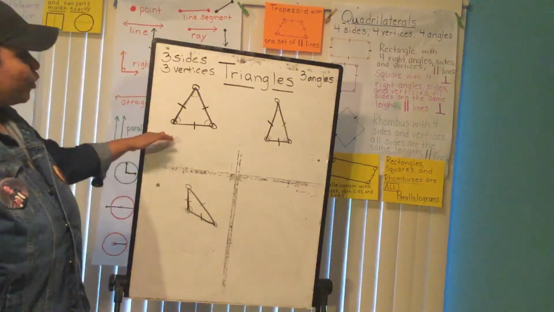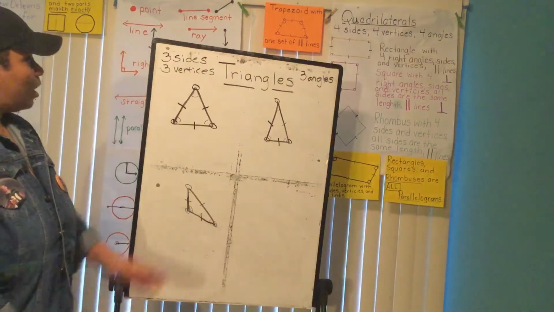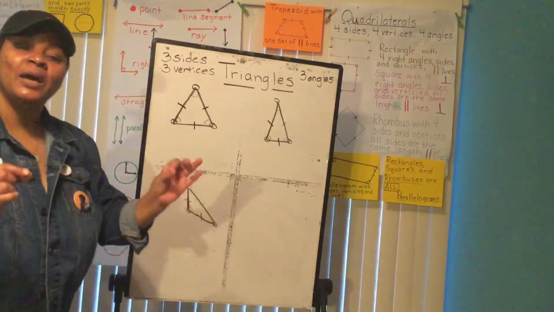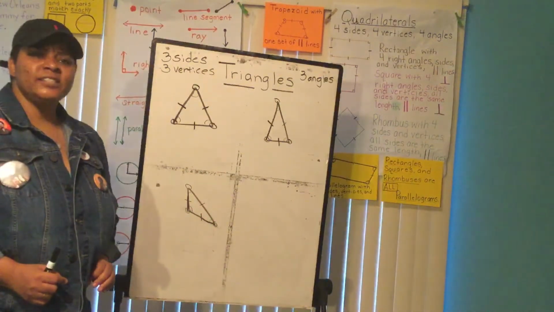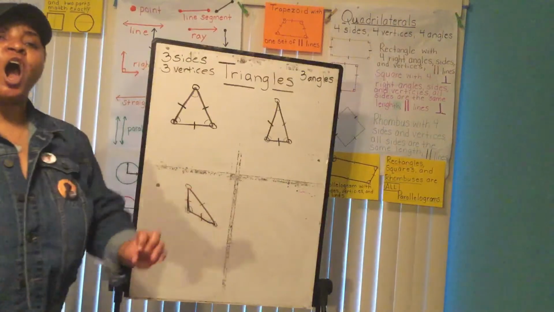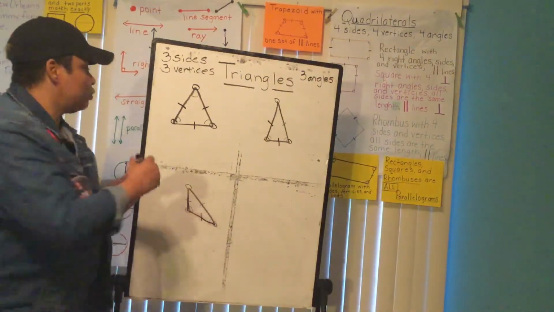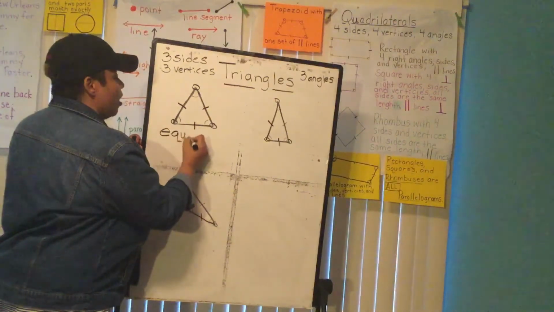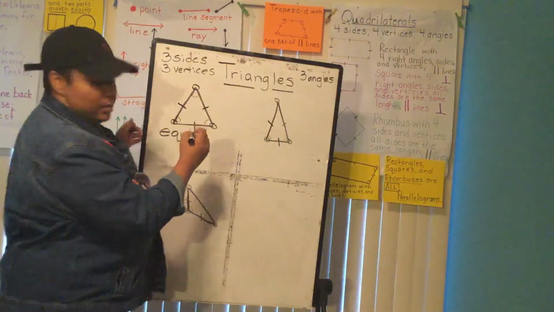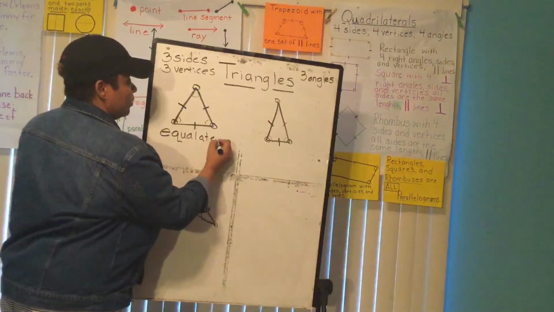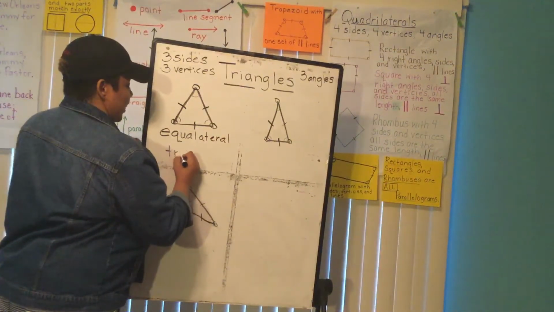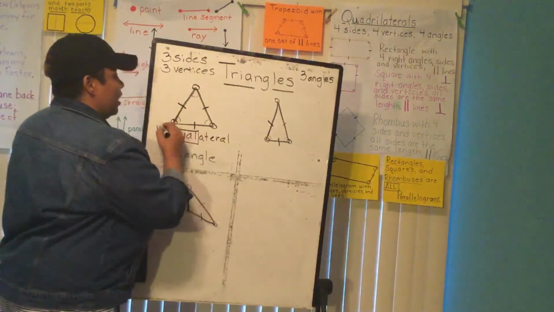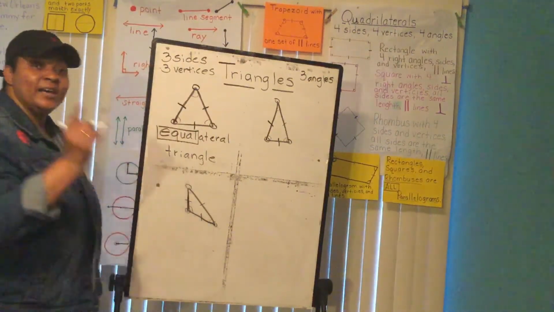Well, I'm looking at this first triangle that we drew. All the sides are the same length. So they are equal. So this would be an equilateral triangle. So I keep in mind this word equal, meaning all the sides are the same.